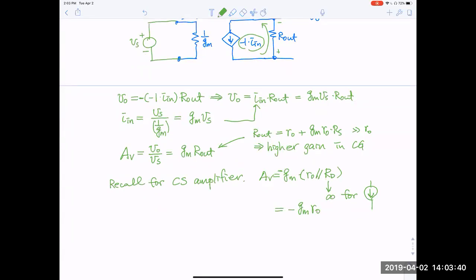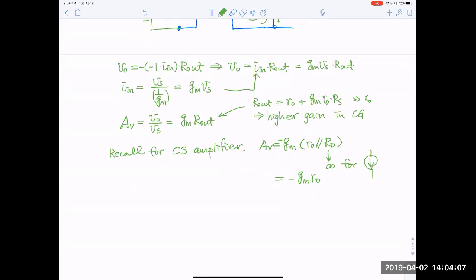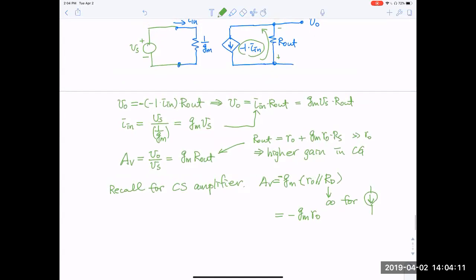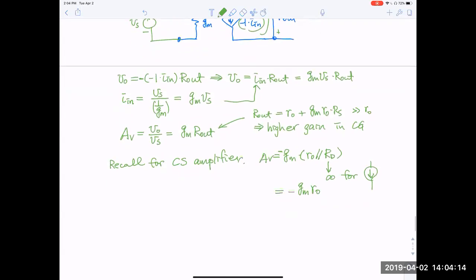However, we need to consider the input and output resistance in the entire circuit amplification. But this gives us a hint that potentially the common gate amplifier, even though it's a unity gain current amplifier, can be used to boost up the gain of a voltage amplifier. Okay, but using this simply as a voltage amplifier is not so desirable.